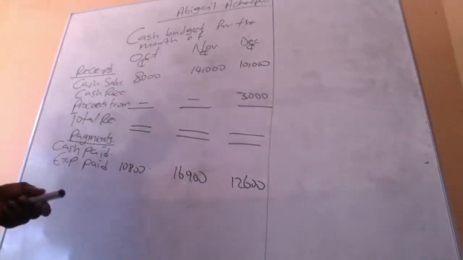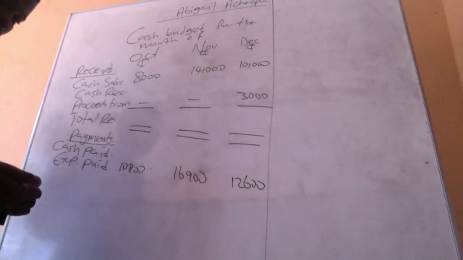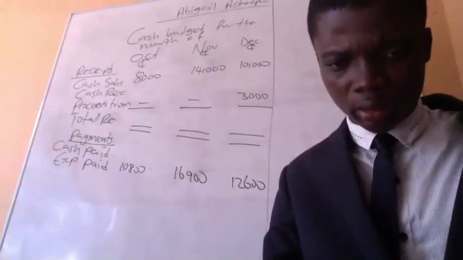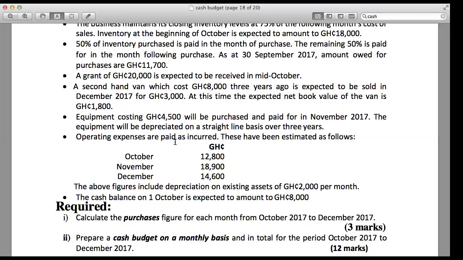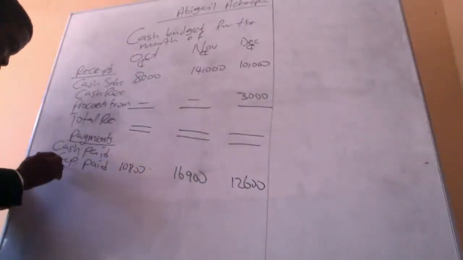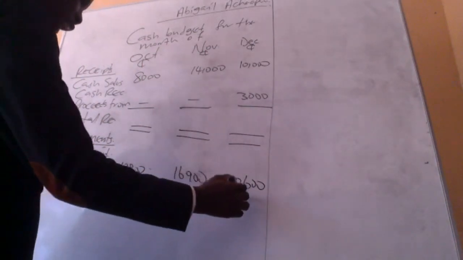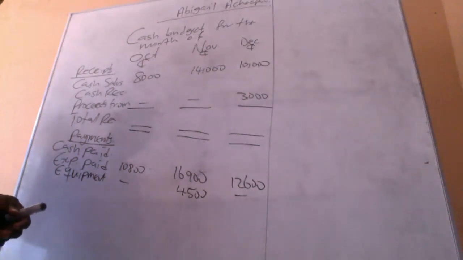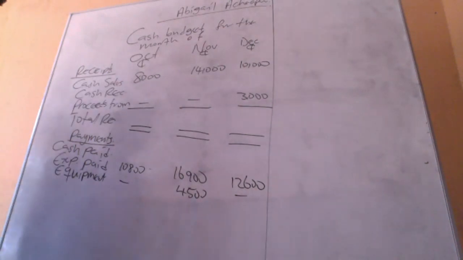Okay. And is there any other unique payment? Anything that we are going to buy or pay, which is not coming from this? It says equipment costing 4,500, purchased and paid for in November 2017. Okay, good. That's a unique purchase. So here we bring the name: equipment. So 4,500 in November. Is there any other payments? No. So this question is plenty, but ideally there's some free marks in here. So take note for me.